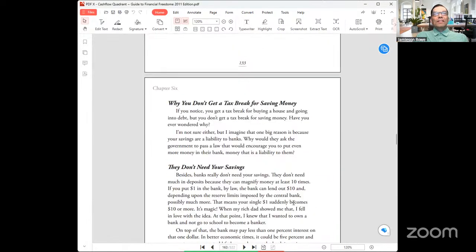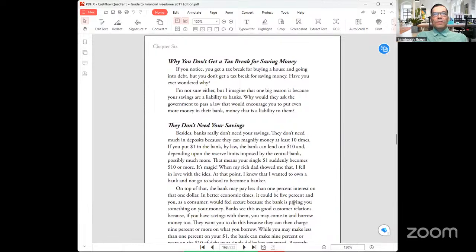Why don't you get a tax break for saving money? If you notice, you get a tax break for buying a house and going into debt, but you don't get a tax break for saving money. Have you ever wondered why? I'm not sure either, but I imagine that one big reason is because your savings are a liability to banks. Why would they ask the government to pass a law that would encourage you to put even more money into their bank, money that is a liability to them?